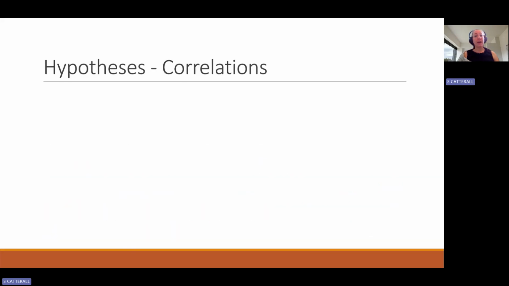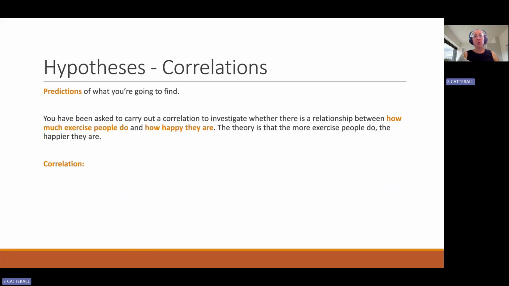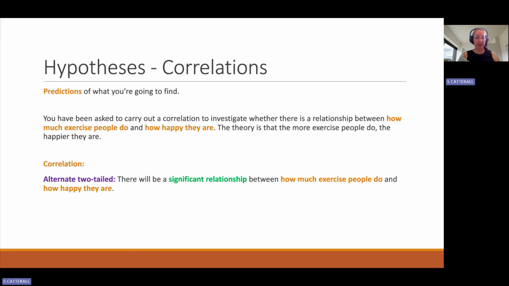Now, for a correlation, it's slightly different. We can't use the word difference because we're not looking for a difference on a correlation, we're looking for a relationship. So we change the word to a significant relationship, between how much exercise people do and how happy they are. Notice this one's not been operationalised. If you're on paper one and it's asked you to define the variables, then make sure you define them in your hypothesis. Personally, I would just put something in anyway, but on some mark schemes it doesn't say you have to, so sometimes it lets you get away with doing it like this.